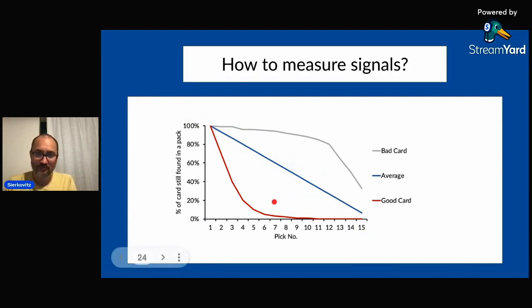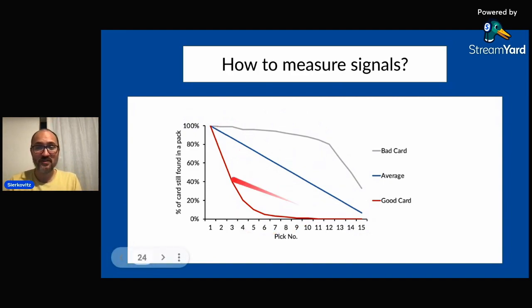Now, obviously, every card can be a signal, but this card that is bad and is still at 80% after 13 picks is going to be more like a card for negative signaling. This average card, at pick 8, you're still going to see like 50% of it. That's not a strong signal. So maybe it will be a signal at pick 13, when there's only 20% chance of seeing it. If you see it then, you say, oh, okay, that might be some sort of a signal.